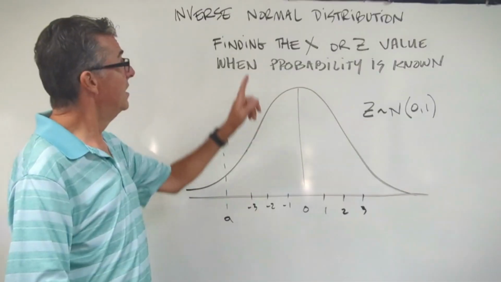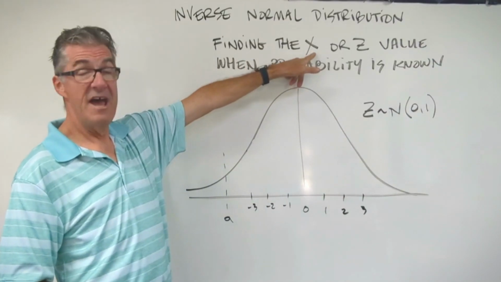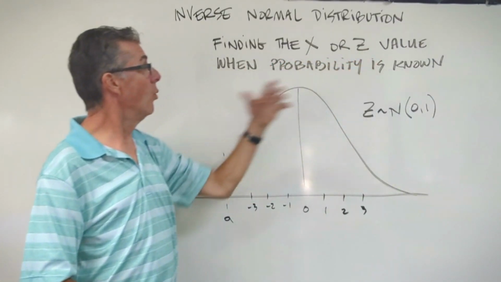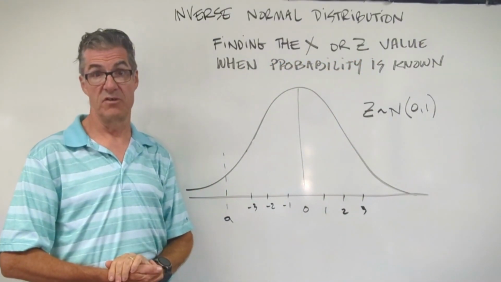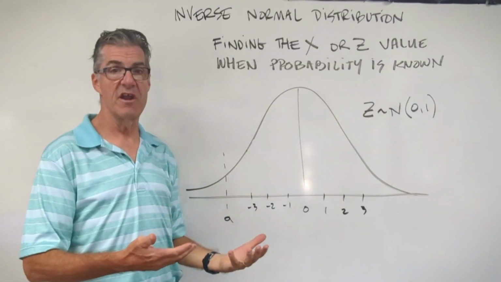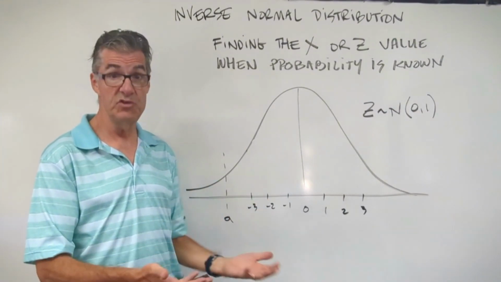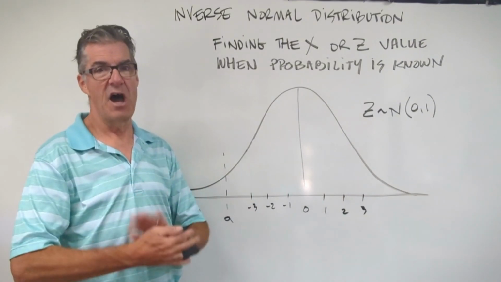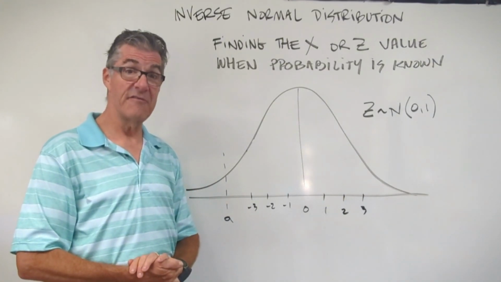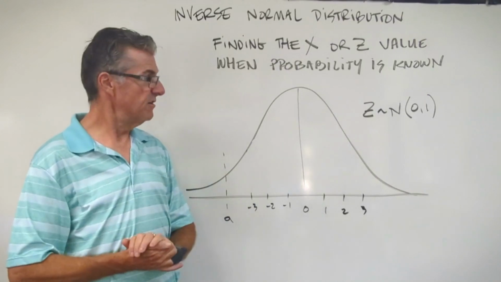So first off, this is finding x or z when the probability is known. So you're going to be presented with a scenario where you're going to be told what the probability is, you're going to be told information about the distribution, and then you're going to have to find a given x value that they're after. So check this out.